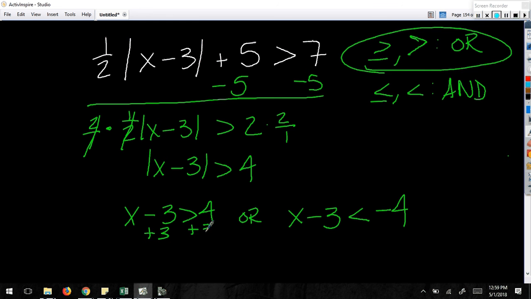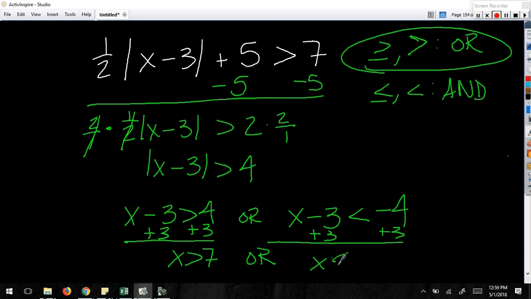Add 3 to both sides here. I've got x is greater than 7. Or add 3 here, and I have x is less than -1. A couple things to watch out for here, and I will graph this one for you over here on the side. If this is -1, 0, 1, 2, 3, 4, 5, 6, 7, I'm running out of room here. We'll just do the open dots on each one, and again it's or, so it's going off in either direction.